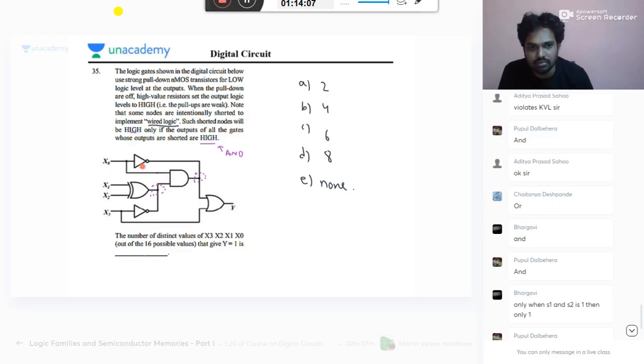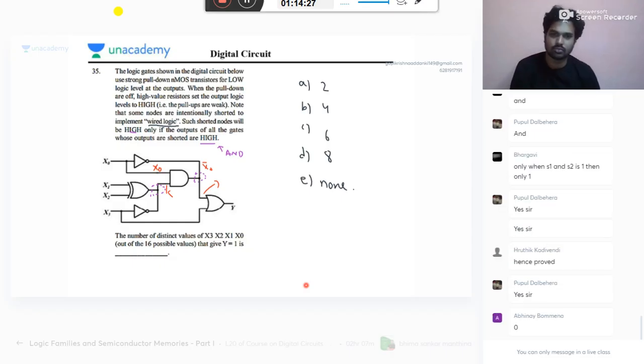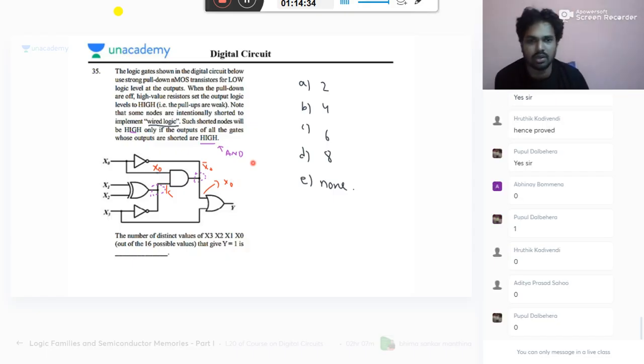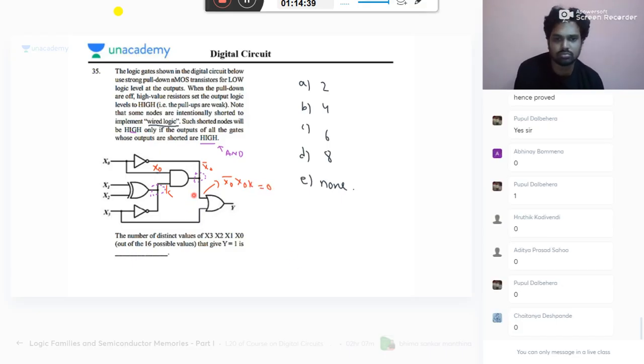What is this value? x0 bar. What is this? x0. Forget about this value, take it as some name k. I'm not doing this XOR operation and all those things. What is the value? It is the multiplication of x naught bar into x naught into k, which is 0. This is by default 0.